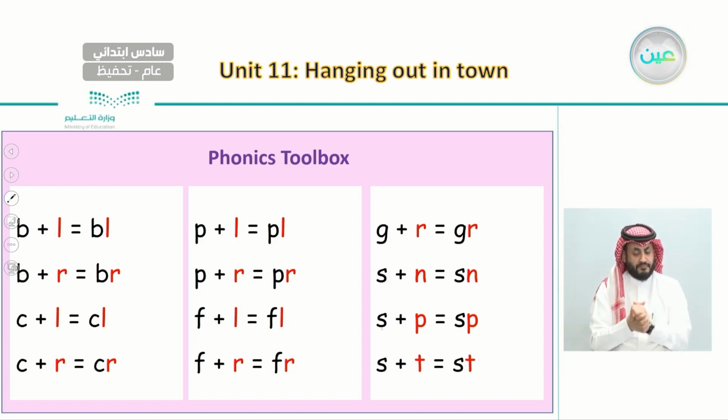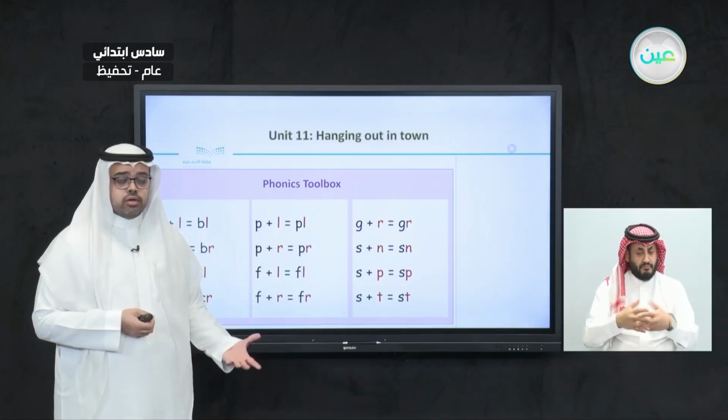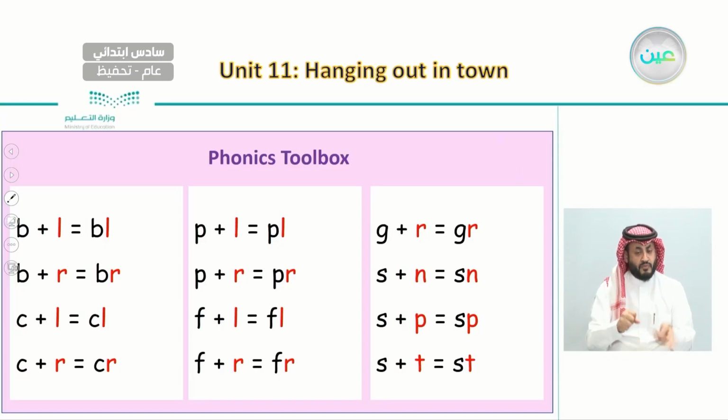And here we have S. If we add to it P, it will form a one unit, as in spark. And finally, S, if we add to it T, then it will form one sound unit, as in star.